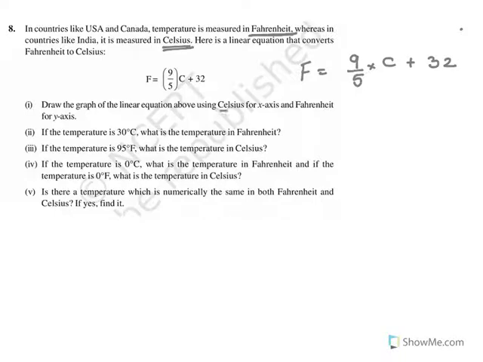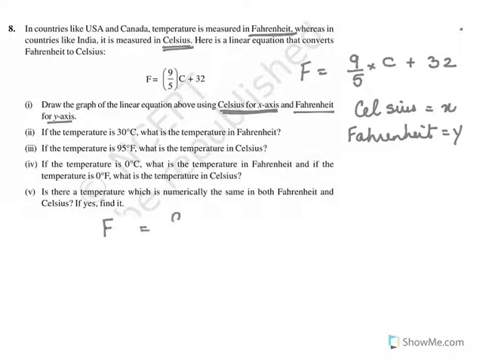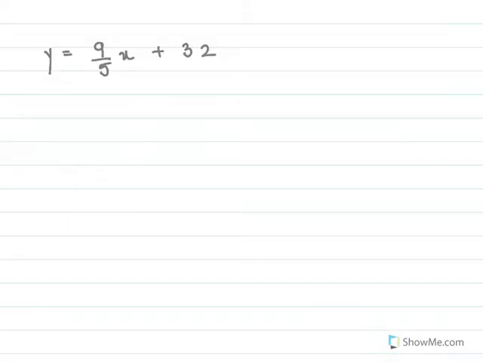Now while drawing this graph they said take the Celsius on the x-axis. So we take Celsius as x and Fahrenheit on the y-axis. So my equation now, which is F equal to 9 by 5C plus 32. Now remember, wherever there is Fahrenheit, I put y. So y equal to 9 by 5x plus 32. And I need to draw this graph.